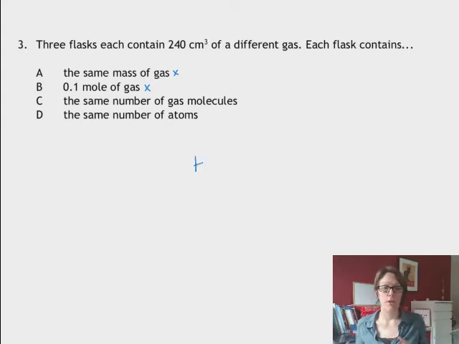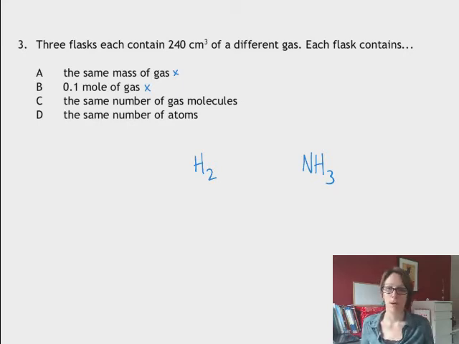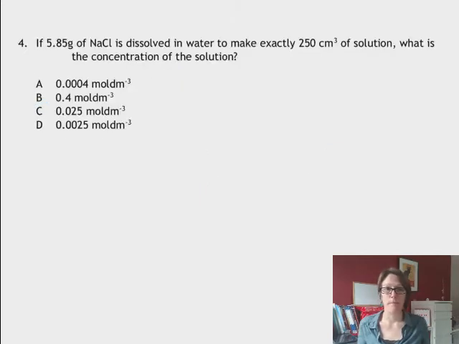I want you to try and think of two very similar, like two familiar gases like hydrogen and ammonia, for example. Now you can see if there's the same number of moles, there's definitely not the same amount of mass, okay, because one of those weighs 2 and one of those weighs 17 per mole. So we're left with number of gas molecules, number of atoms. I can see that number of atoms isn't true either, because each molecule contains a different number. Ammonia contains 4 atoms, hydrogen contains 2, so it must be C.